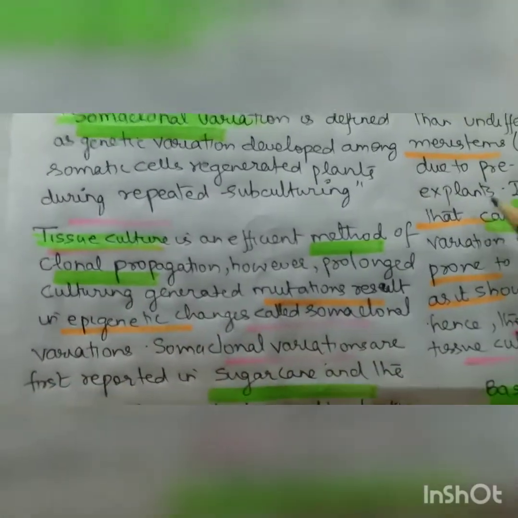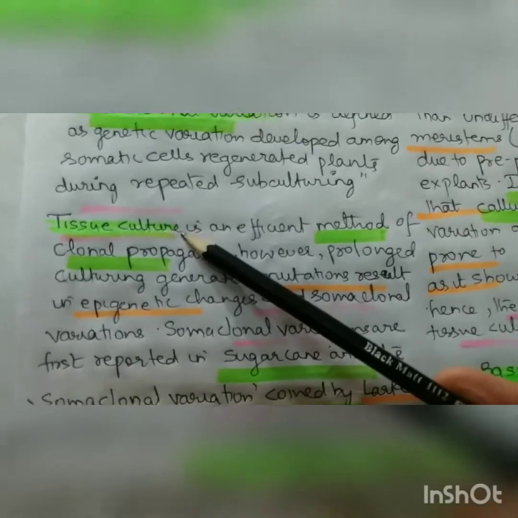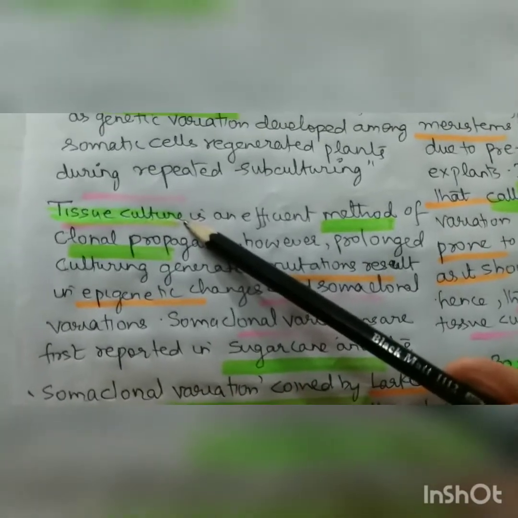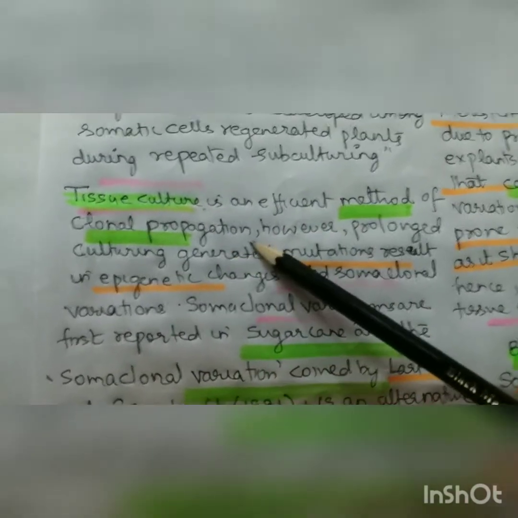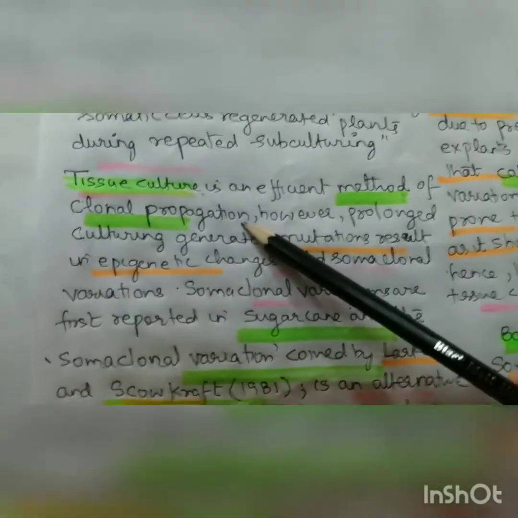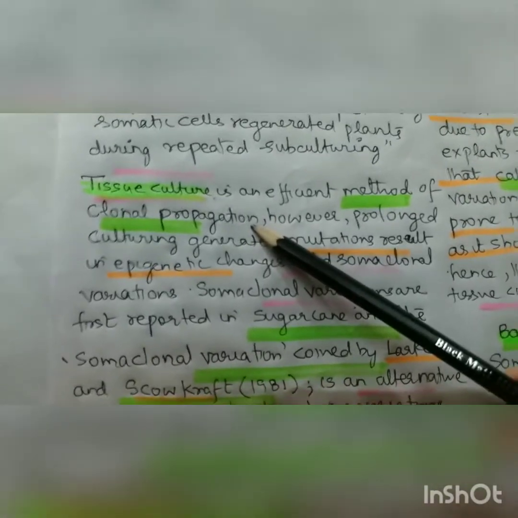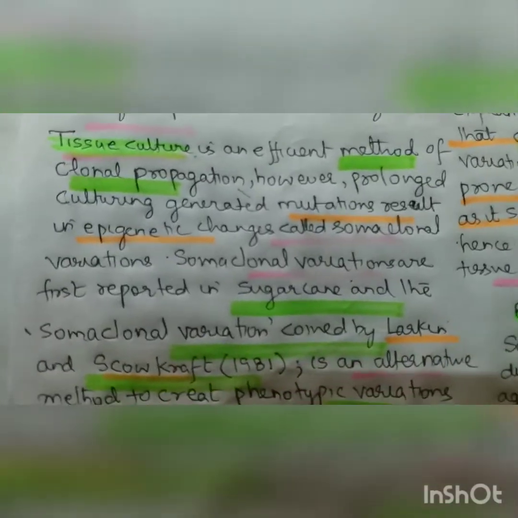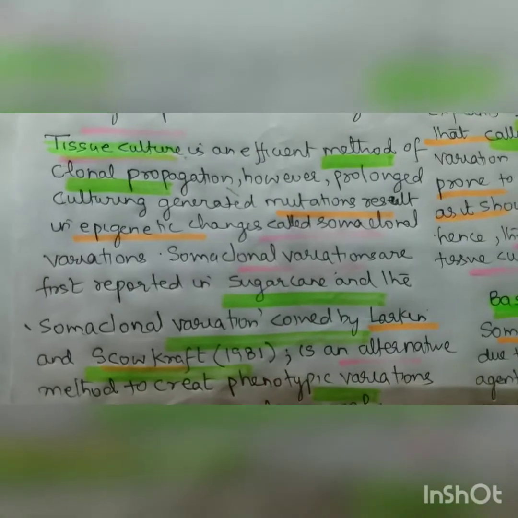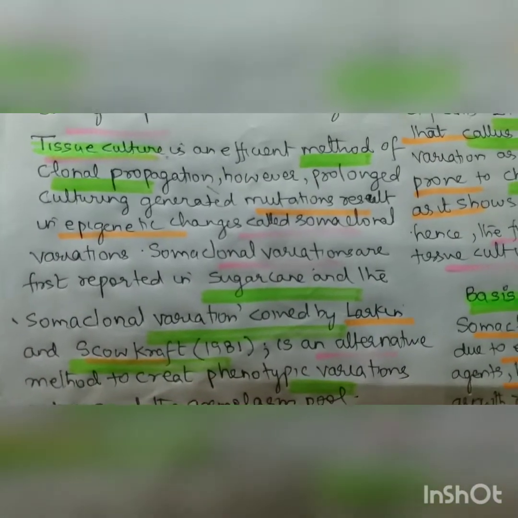So tissue culture. What is tissue culture? I already told in the first lecture. Culturing of tissue under in vitro conditions or aseptic condition is called tissue culture, and it is an efficient method of clonal propagation, because we can get a very quick multiplication through tissue culture. And last lecture I told you, in 8 cycles we will get 1 lakh plants, whereas in nature we take approximately 8 years. However, prolonged culturing generates mutations, and it results in epigenetic changes called somaclone variations, that is somaclones.